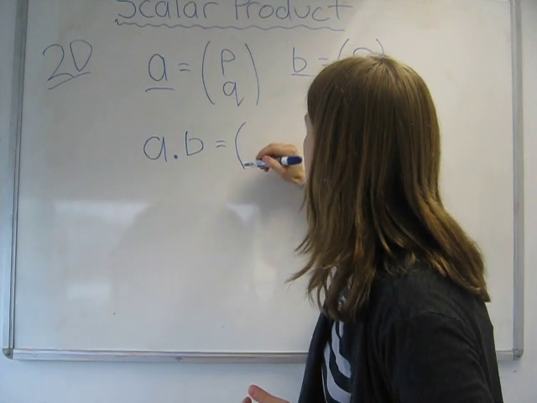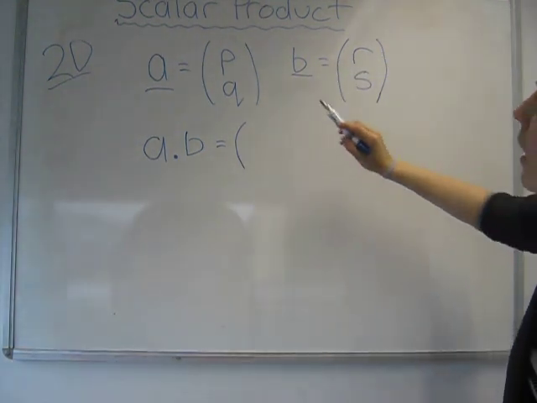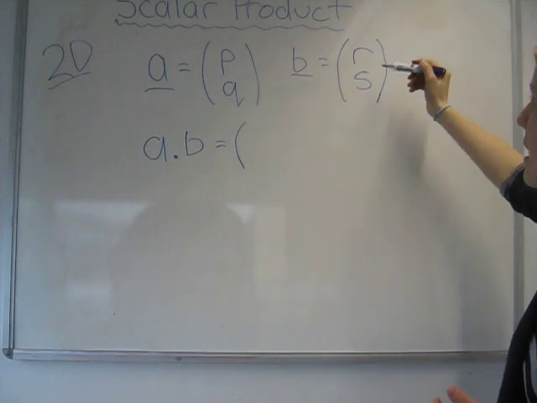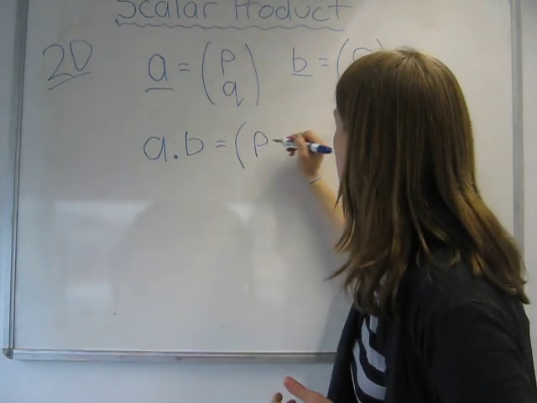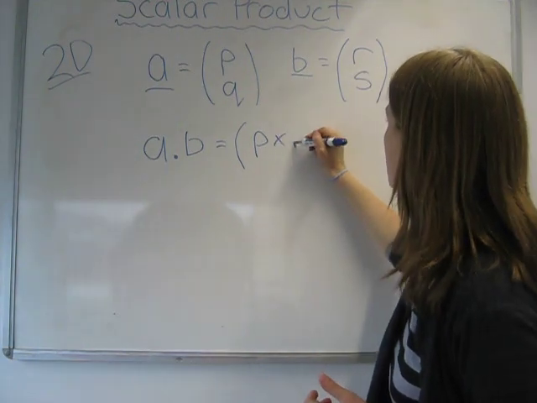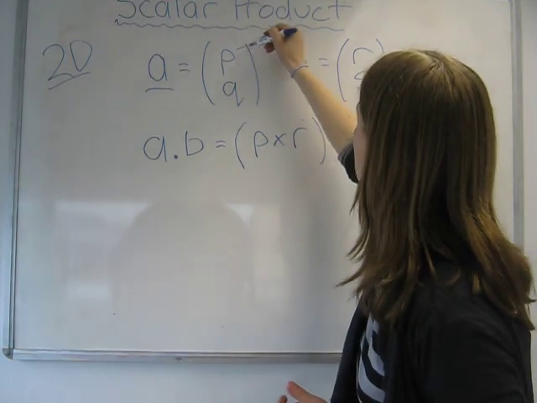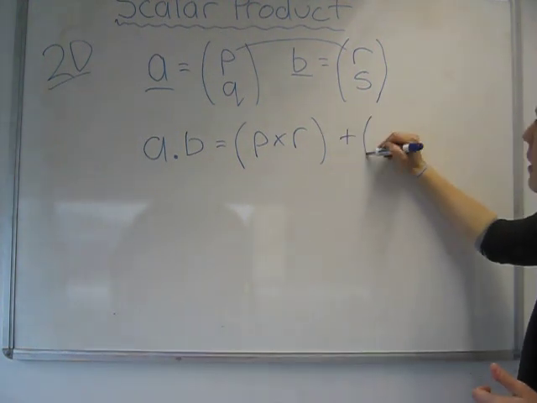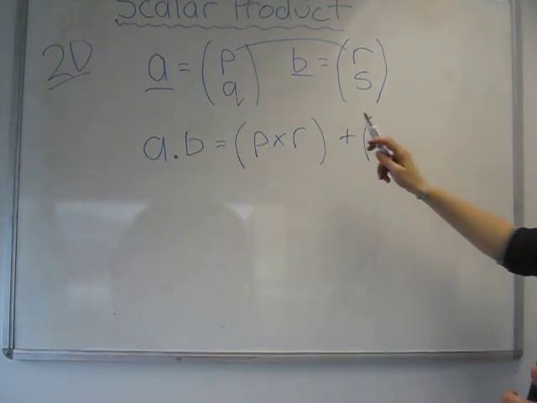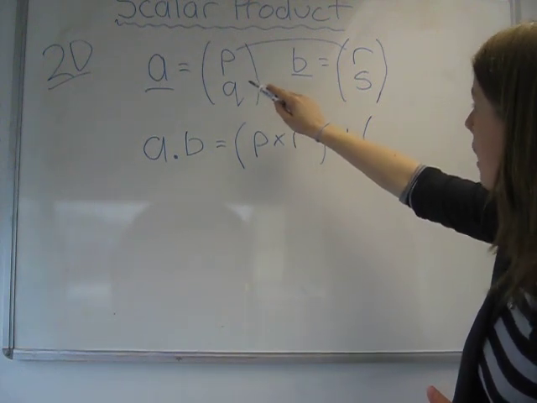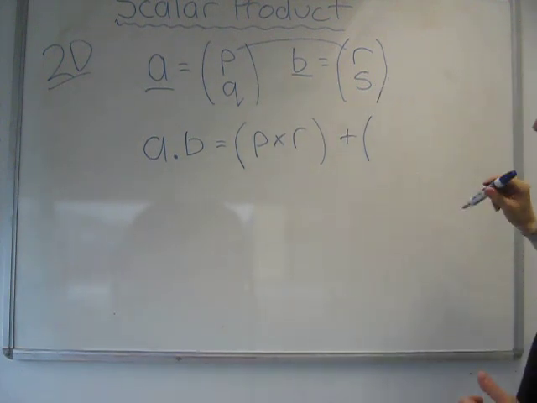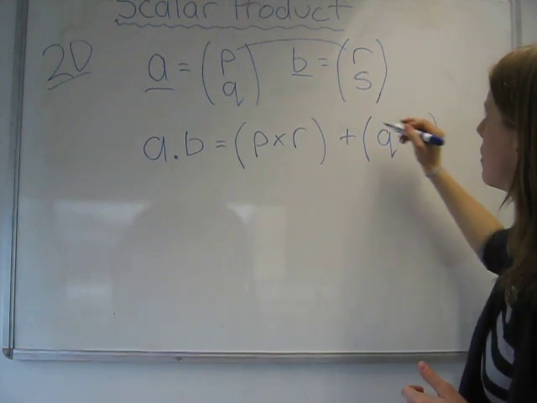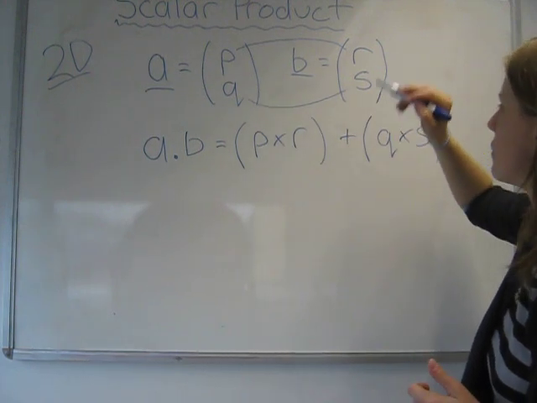All we do is the sum of the number of i units in A times the number of i units in B. So that's going to be P times R. So those two, plus the number of j units in A times the number of j units in B, so that's going to be Q times S. So it's those two.